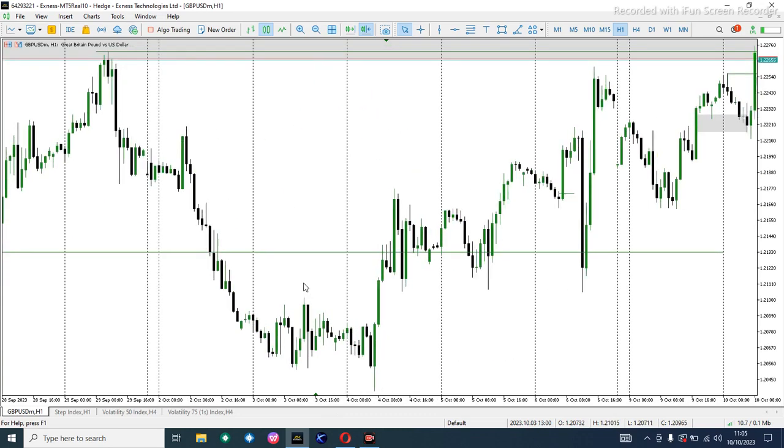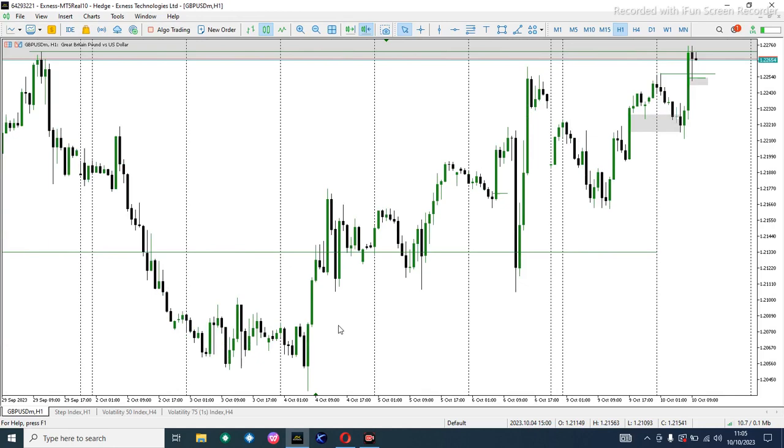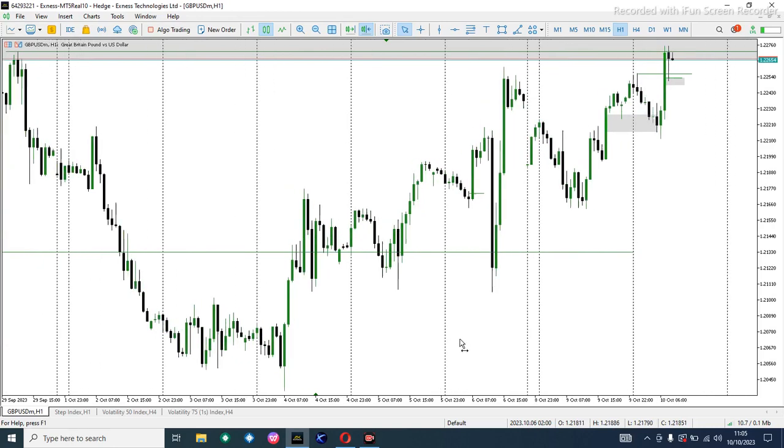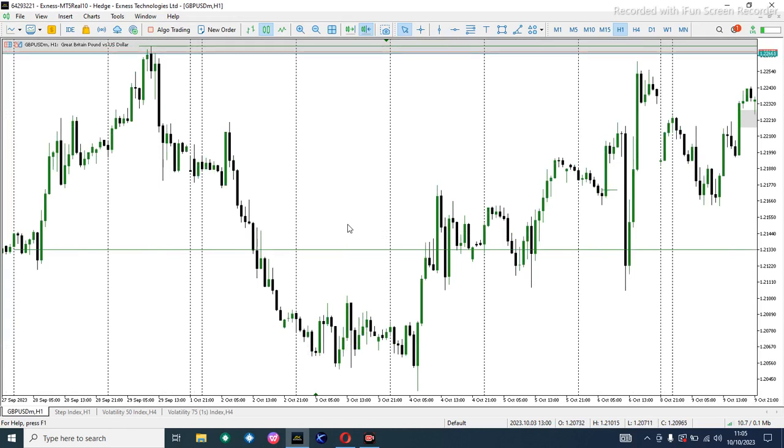Now let's put on my period separators. Now there was something I taught in my advanced class. Now during Asia, Asia starts from around 12 midnight to 5 a.m. in the morning. Let's just say the whole of this move right here is Asia.